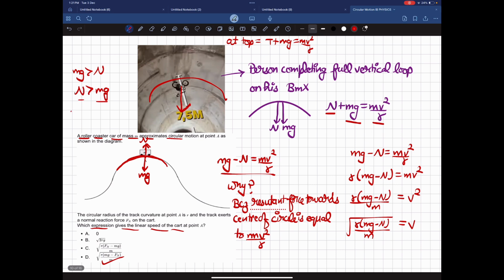So what should be the resultant force towards center of circle? Mg minus normal. And this is the resultant force towards center of circle. So this should also be equal to mv square by r. So I've done the same thing here. Mg minus normal is equal to mv square by r. Then we just need to do substitution. See, you transpose r to the other side, r gets multiplied. Then you transpose m to the denominator to the left. Then take square root, you will get the answer as d.